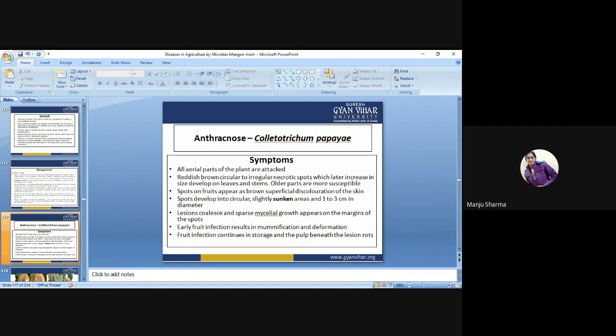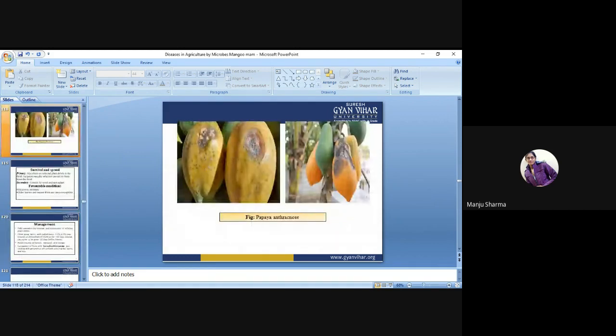Then early fruit infection results in mummification and deformation. Fruit infection continues in storage and the pulp beneath the lesions is affected. So basically these are the symptoms of the papaya disease.